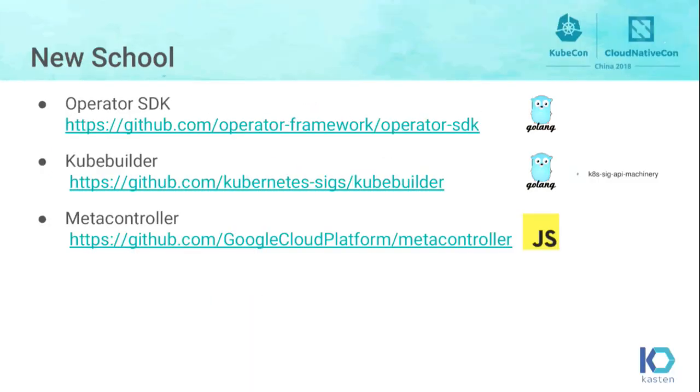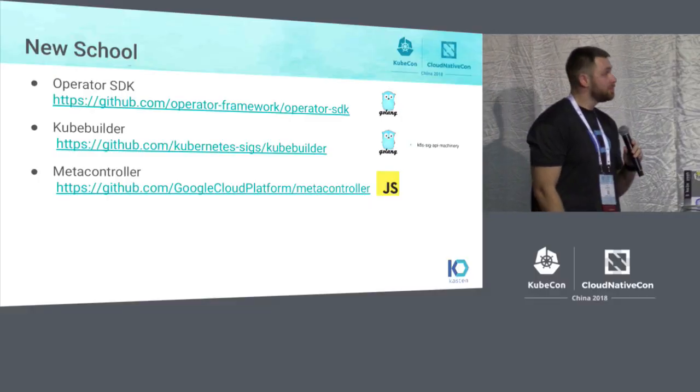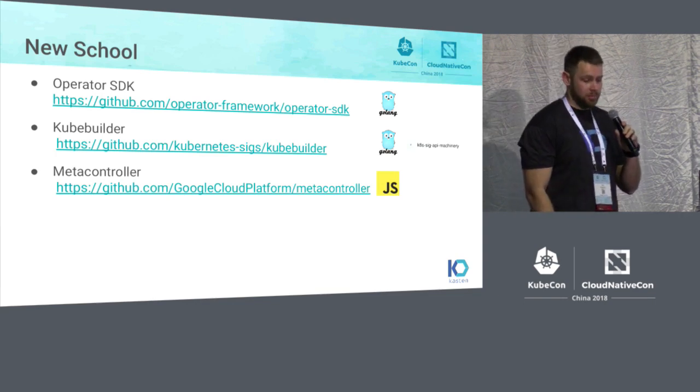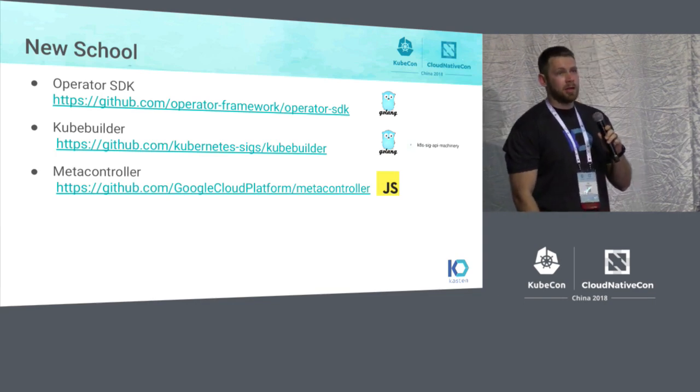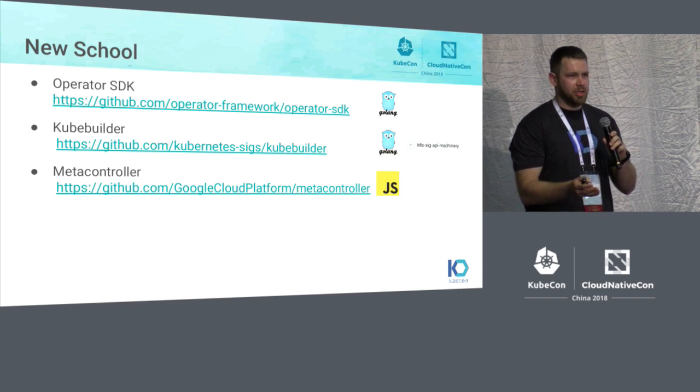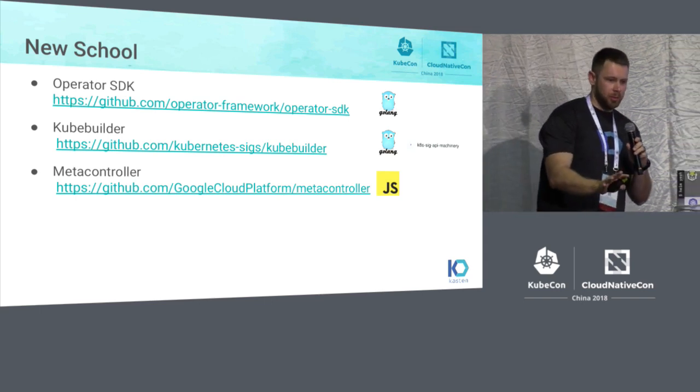Okay, let's talk about the new school of frameworks. There are three, the most popular, I would say. There are many of them, but we'll talk about only these three. Number one is Operator SDK from CoreOS. From Red Hat. Actually, no, it's from IBM. And I checked five minutes ago, it's still IBM, we're good.